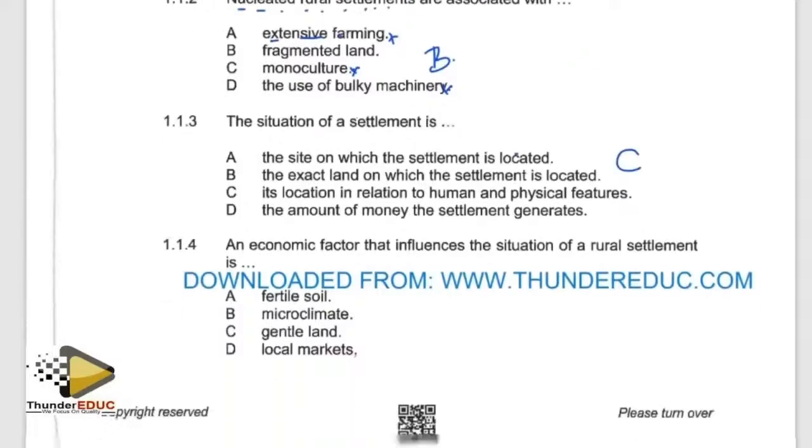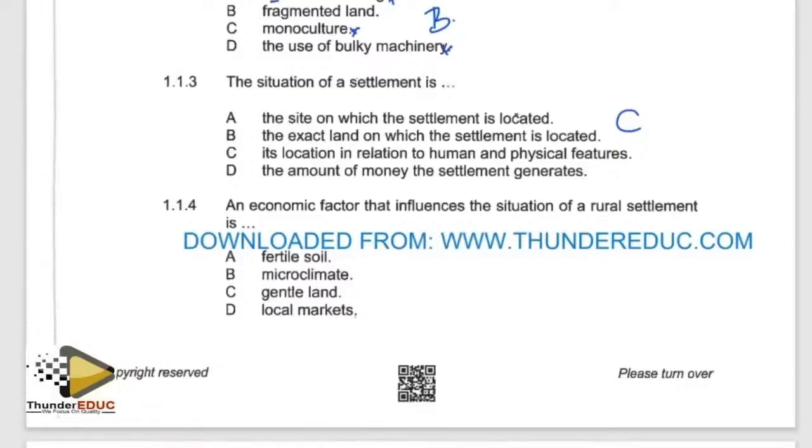Okay. An economic factor. You see the point of the question. It says economic. That means you're looking at the economic factor that influences the situation of a rural settlement. So of these ones, which one is an economic factor? Fertile soil, microclimate, gentle slope, and local market. The answer is going to be D, because this is physical, this is physical, this is physical. This is now economic.